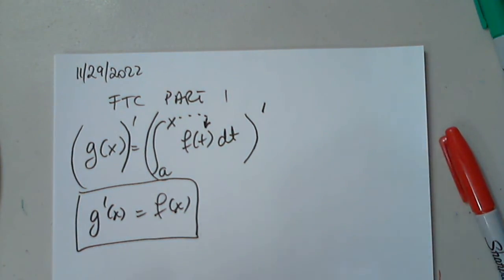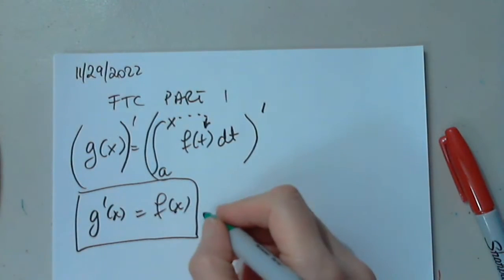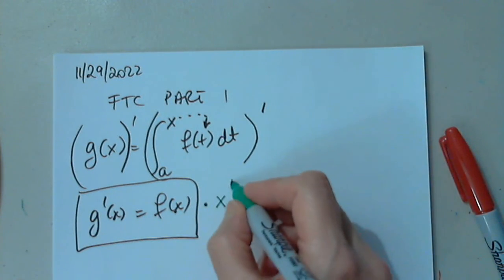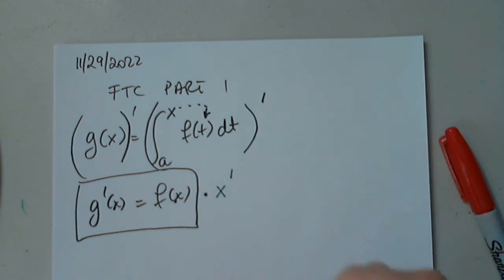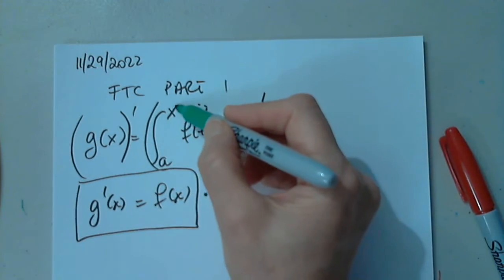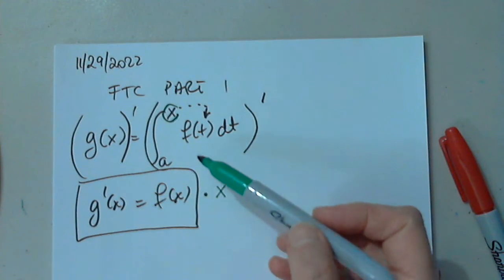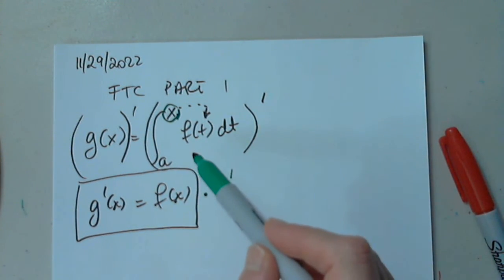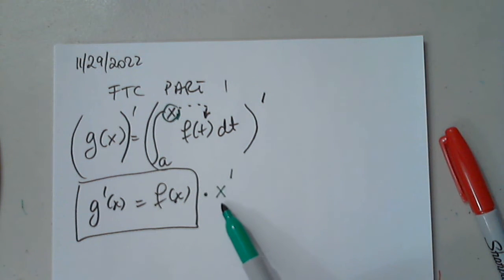But I want to caution you here on one thing. It should say times the inner function prime. Why don't we use this? Because this is the inner function inside the integral. But why don't I need to write x prime?